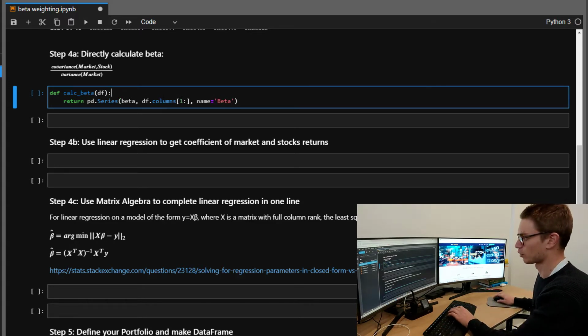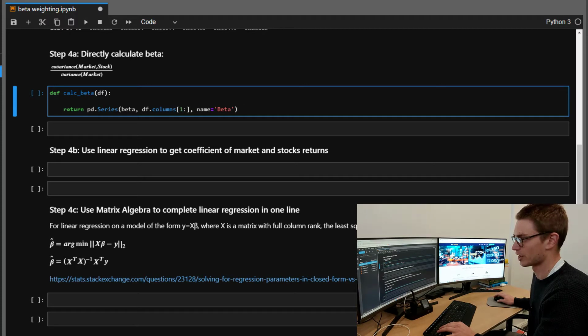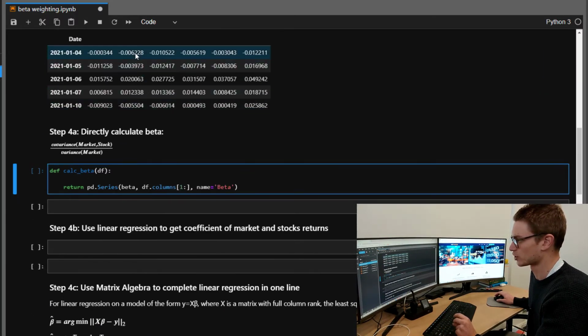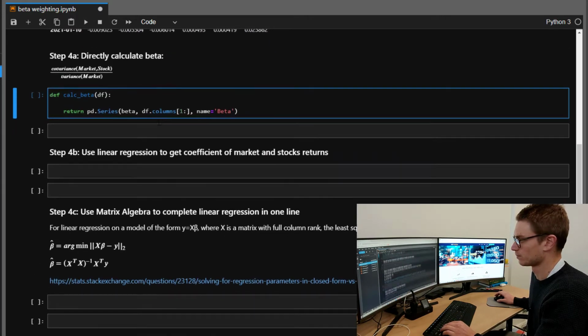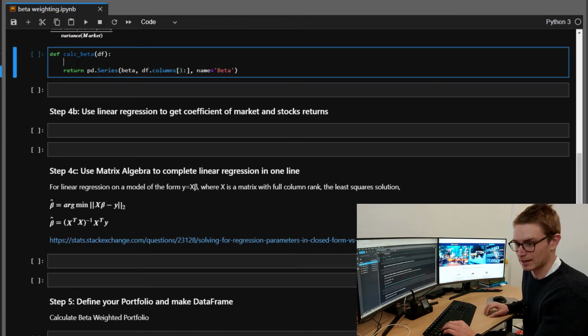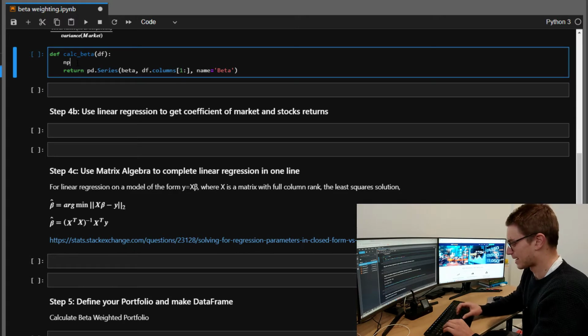So always important to know what you actually want to be returning. All I want is the betas against the market index for all of the stocks. Cool. So now that we got that, let's get cracking. We're going to make a numpy array.